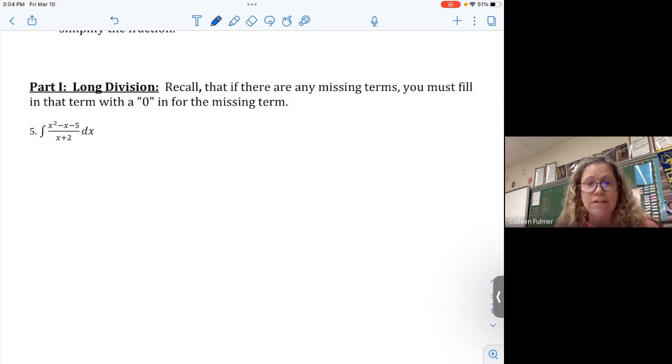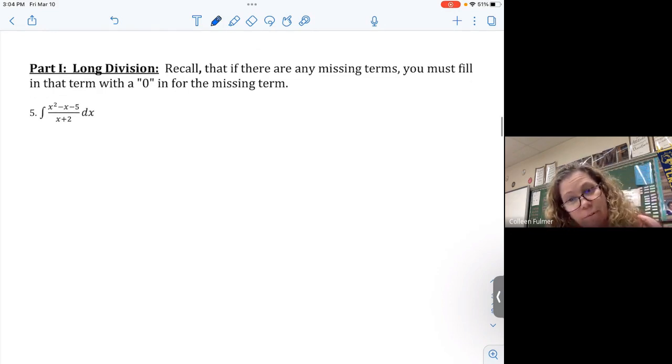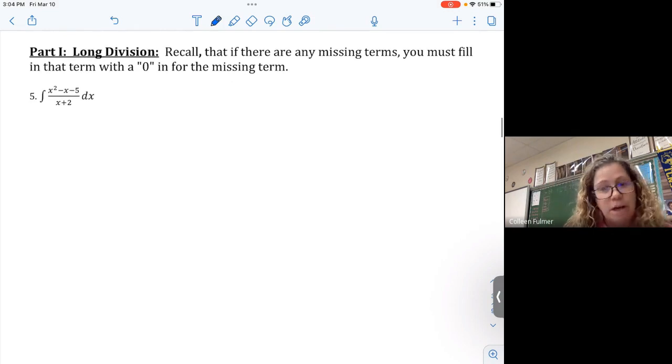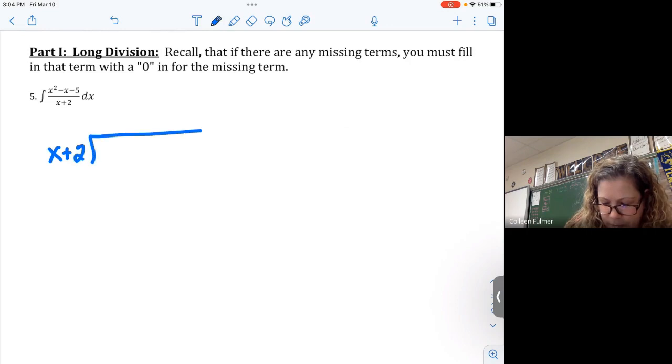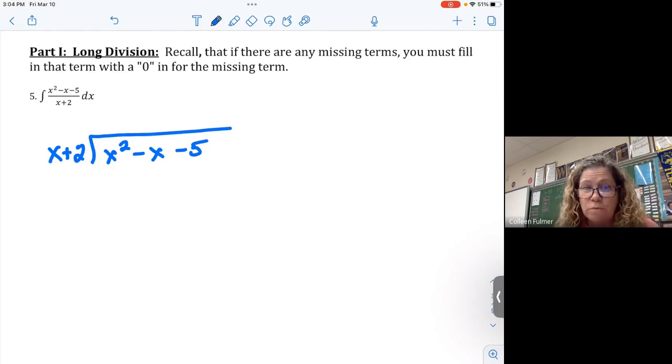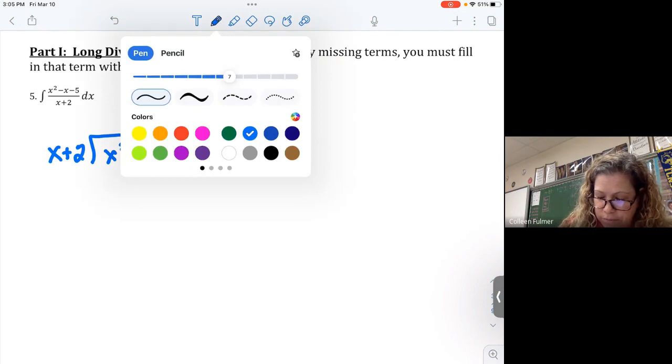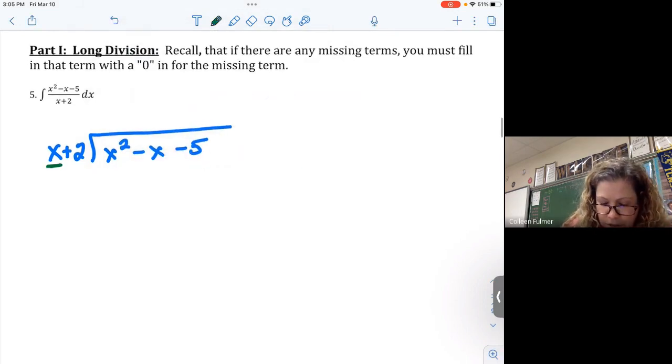So if factoring doesn't help you simplify the problem, then maybe it's a long division problem. So we're going to have to do long division. I don't know if you remember it from last year in pre-calc, but I'm going to do a problem here with you. We're going to put the x plus 2 on the outside. We're going to put the x squared minus x minus 5 on the inside. And remember, if there are any missing terms, then you have to fill them in with 0. Like if this was just x squared minus 5 on the top, you'd have to write x squared minus 0x minus 5 underneath.